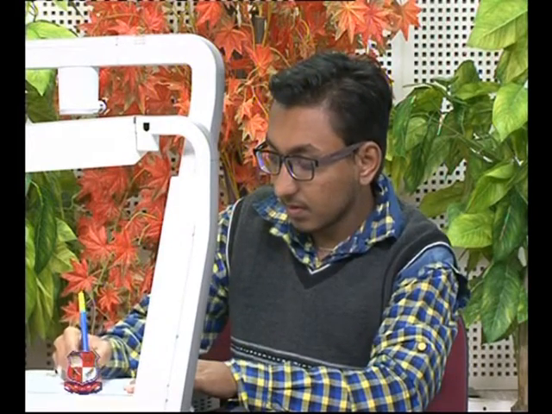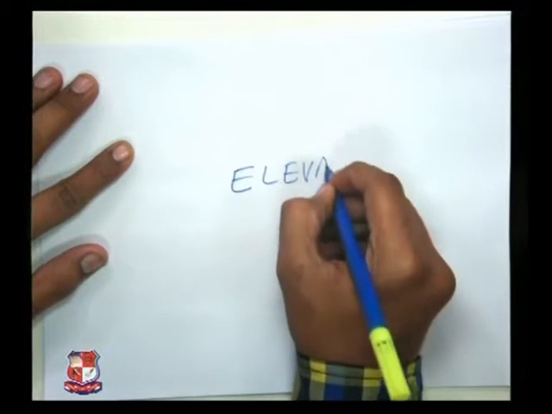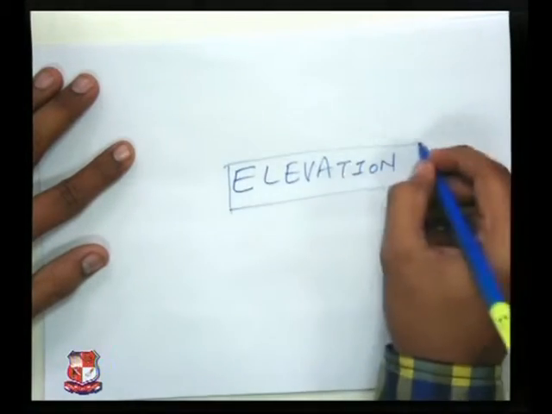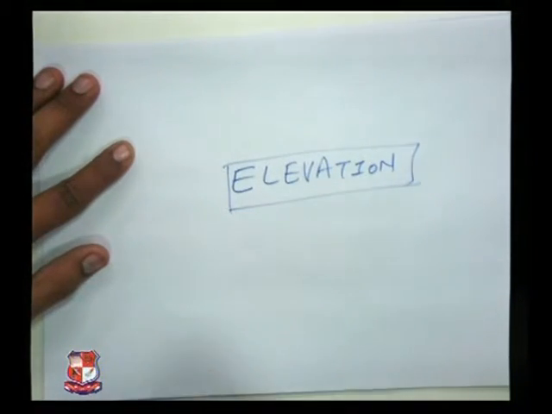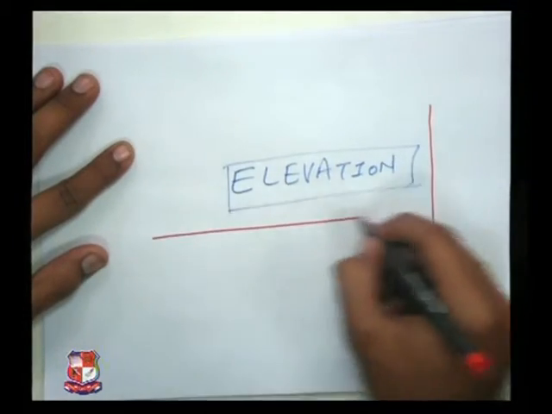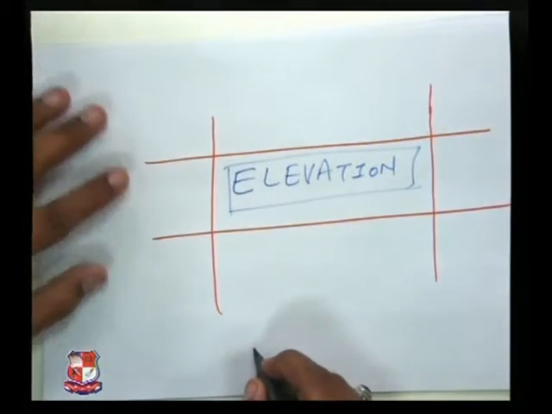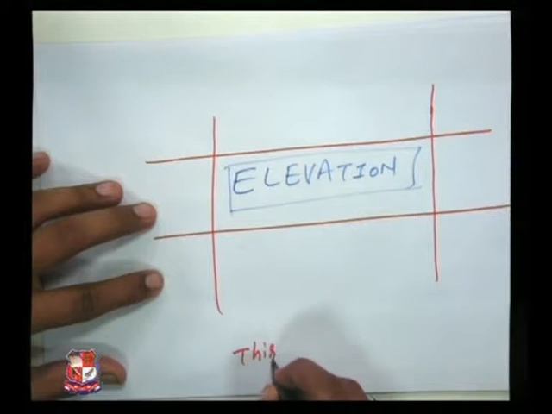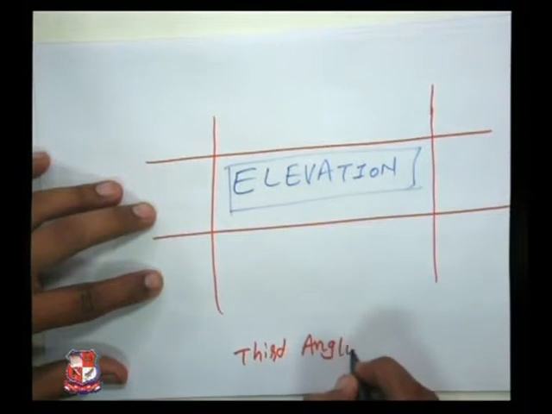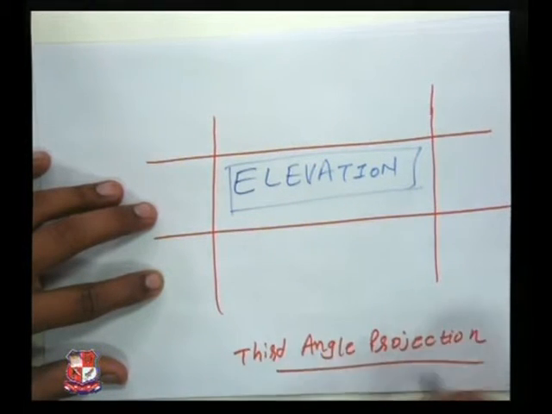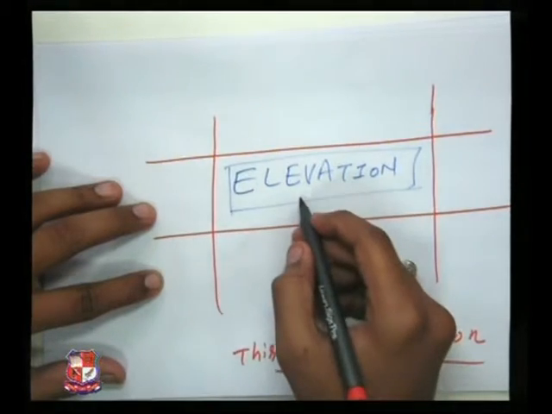Third angle projection method. Again, elevation would be in the center itself. Elevation again in the center only. We are talking about third angle projection. Elevation always in the center.